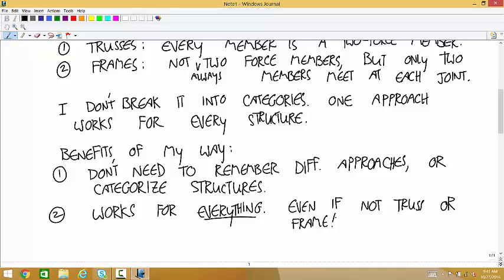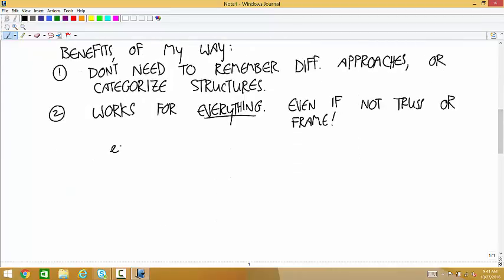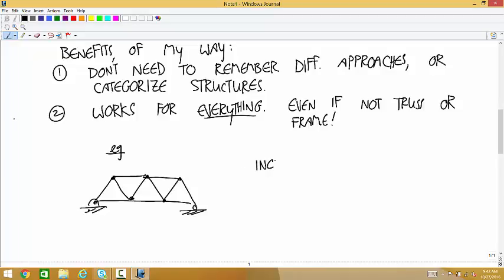So if you had a complicated truss and then decided you wanted to include the weight, so say you had a truss. Let me give an example. Say you had a truss like this, where all of these are pin joints. And you wanted to include the weight.